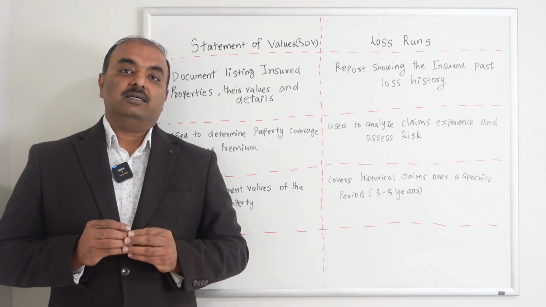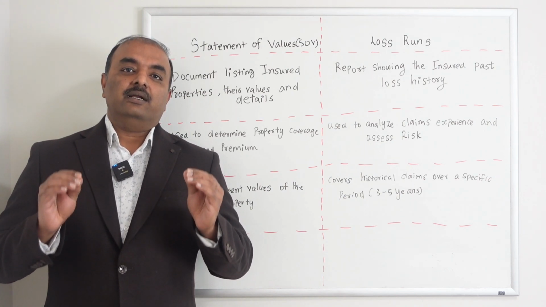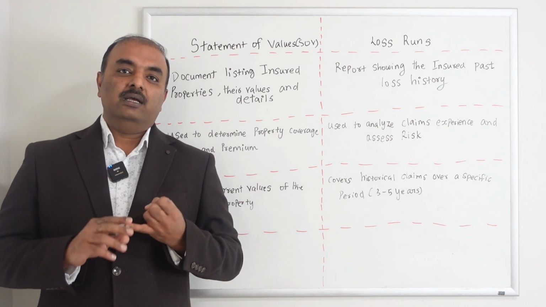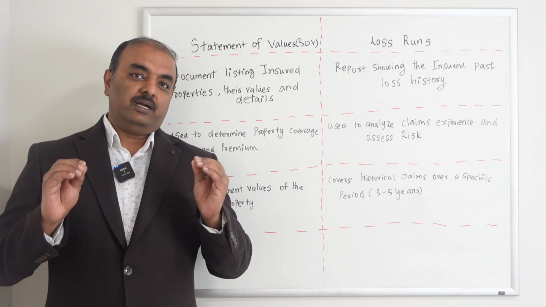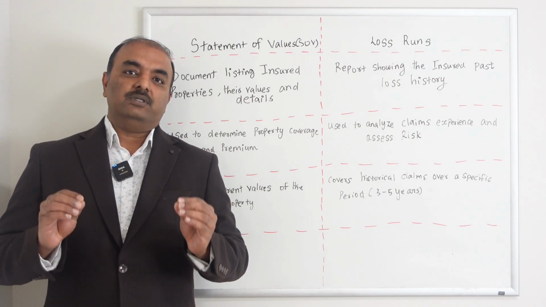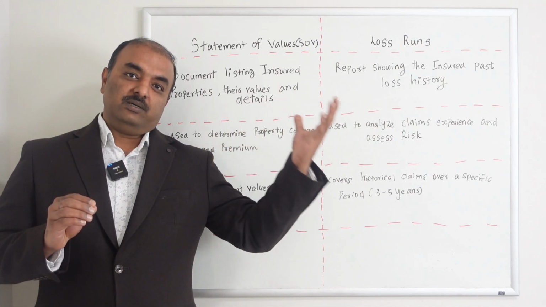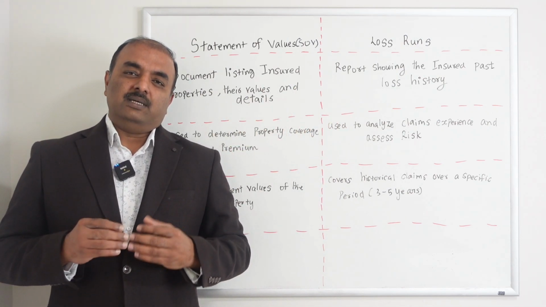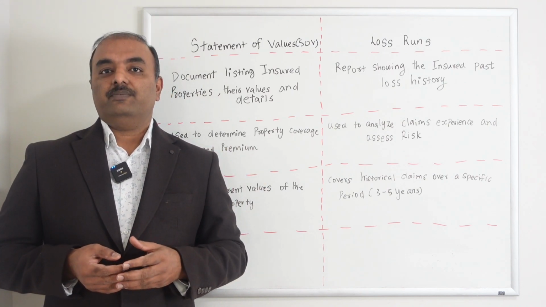In short, statement of values is nothing but a document that contains the details about the insured. It can be a building or their location so that the insurance company can determine the appropriate limits and premium. Whereas loss runs are nothing but a report that contains their past losses, meaning claims from any insurance company, so that the insurance company can determine the appropriate premium. Sometimes if there are too many claims, they may even decline the coverage for that particular customer.